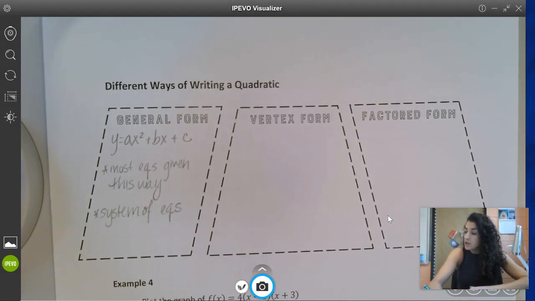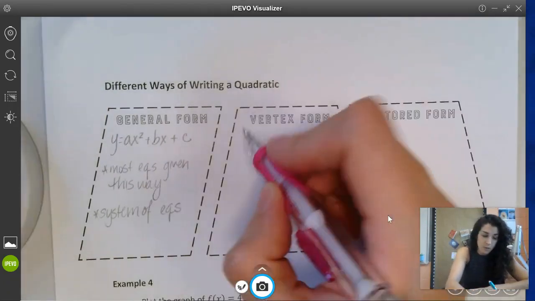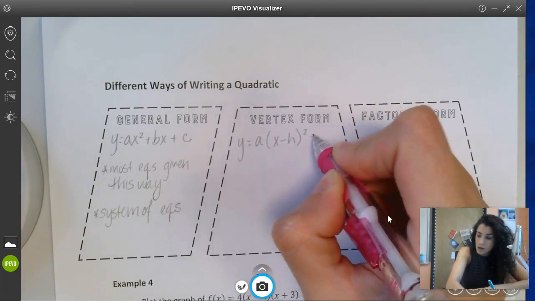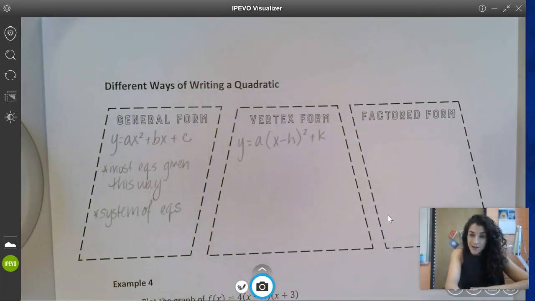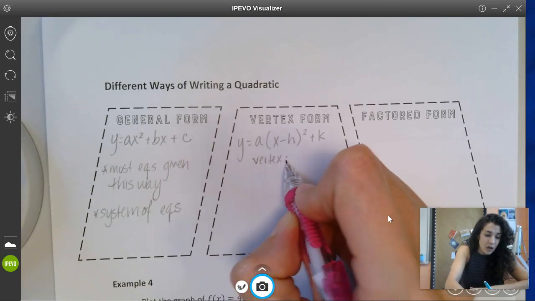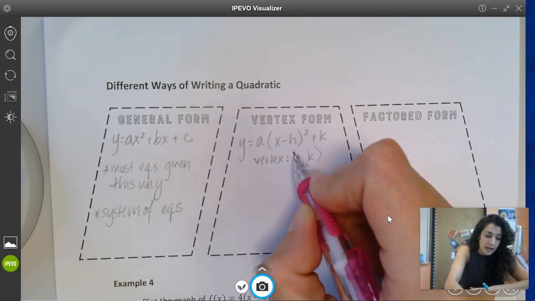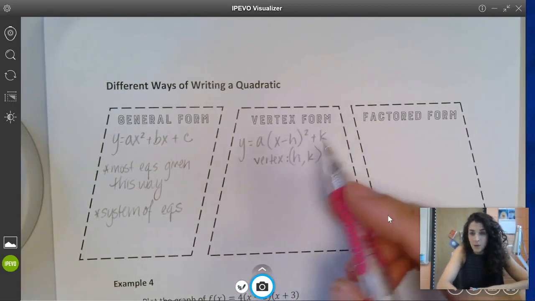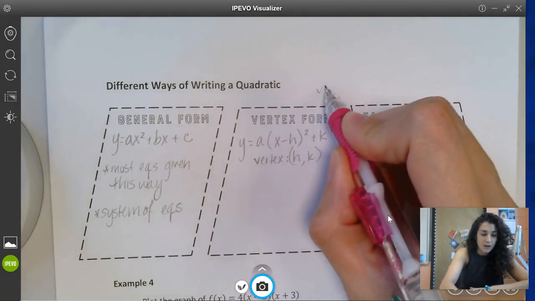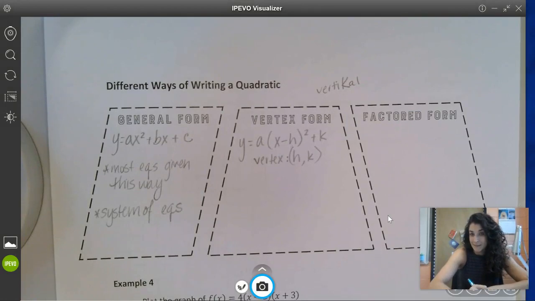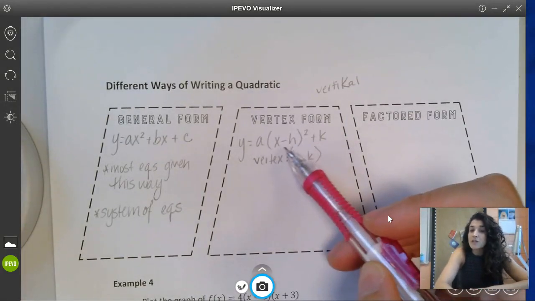Your other form is called the vertex form. Now, your vertex form looks like y equals a times (x minus h) squared plus k. And the reason why it's called your vertex form is, hopefully you guessed it, because it gives you the vertex. Your vertex in this situation would be h comma k. H is for horizontal distance or horizontal transformation. K is for vertical transformation. Notice that h here is subtracted, right?